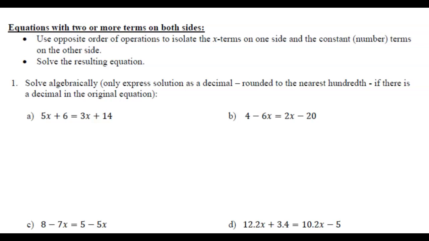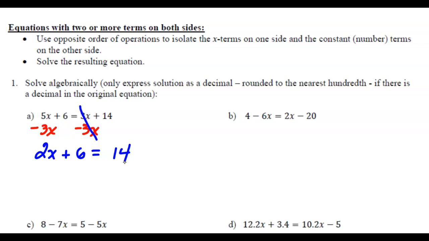Okay, so here we have two x terms and two constant terms. What I always think about is, what's the smallest x term? That's the one I'm going to move. That avoids getting negatives. So between 5x and 3x, 3x is smaller. So I'm going to subtract 3x from both sides. And so that will go away. 5x minus 3x is 2x. I copy out the 6, the equal sign, and I'm left with 14.